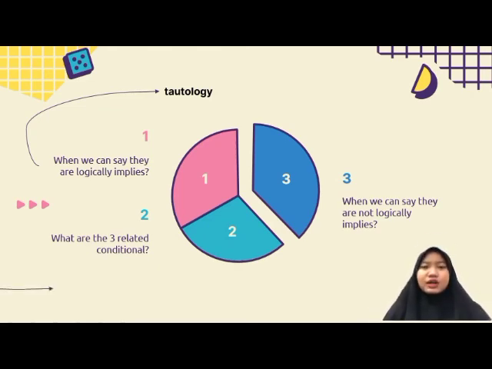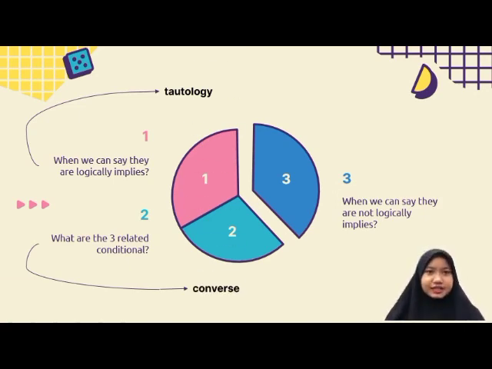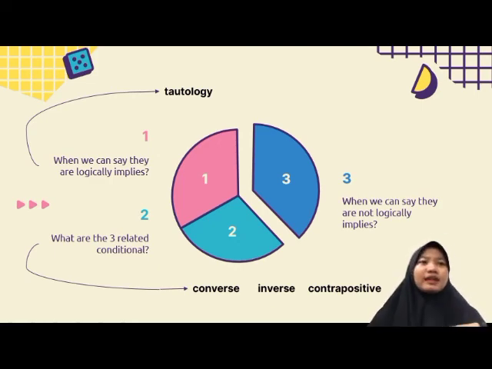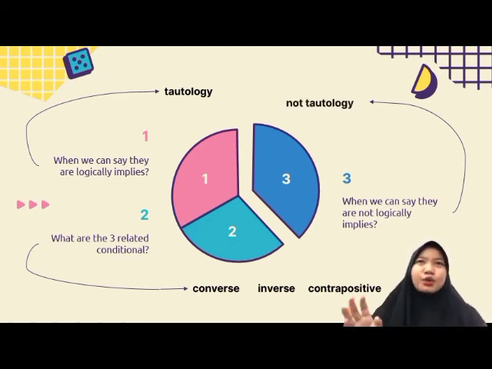Second, what are the three related conditionals? First, converse, inverse, and contrapositive, as explained before. And third, when can we say that they are not logically implied? When p is true and q is false, then we can say that they are not logically implied.